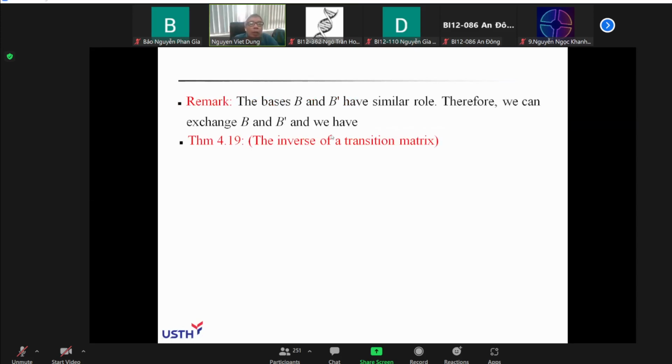And because B and B prime have the same role, hai cái cơ sở B và B phẩy có vai trò như nhau. Therefore, we can exchange B and B prime. Means that we can change from the basis B prime to B, and we can change from the basis B to B prime. We can do it in a similar way. That is, we have the following property.